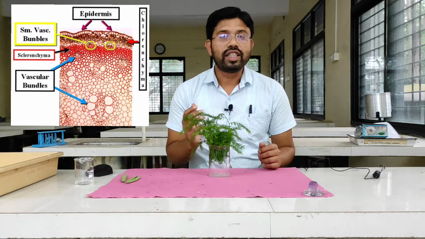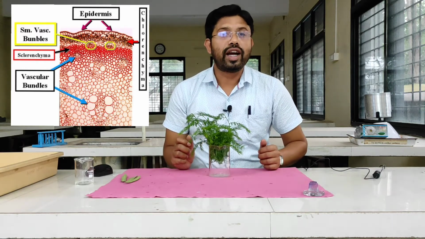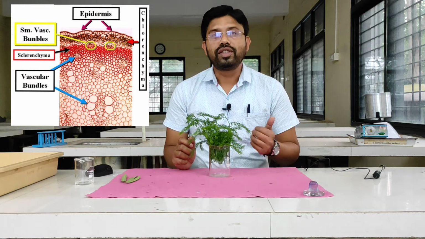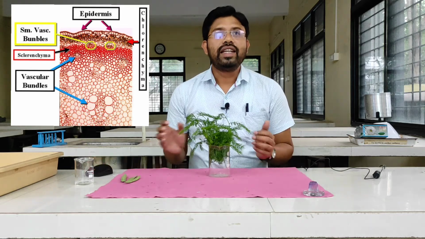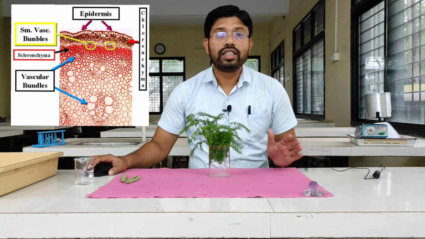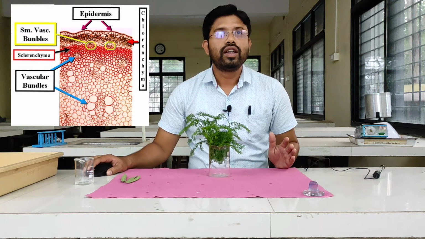Now the hypodermis is made of chlorenchyma cells, and internal to the hypodermis the endodermis is present. Now the pericycle is made up of a few layers of sclerenchyma. So this is all about the TS of these stems.